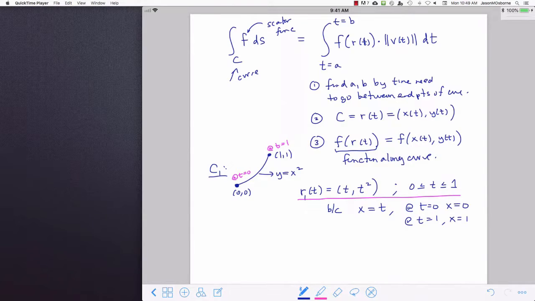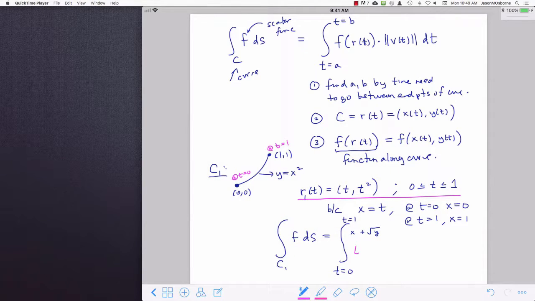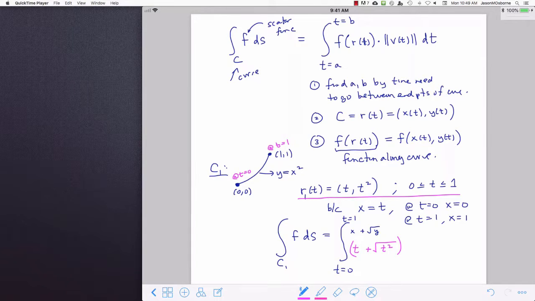So what we can say at this point is that the integral of this function along the first curve is going to be the integral from time t equals 0 to t equals 1. Then I need the function along the curve, and since the function was x plus the square root of y, wherever you see the x, you put a t, and wherever you see the y, we put a t squared. Then we need the magnitude of the velocity, and then integrate with respect to t.